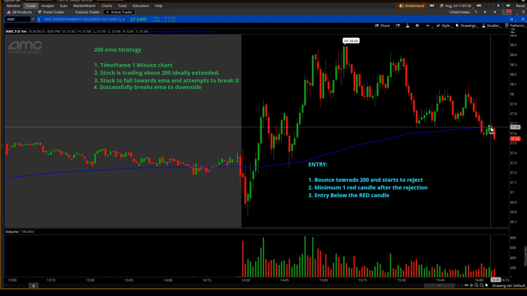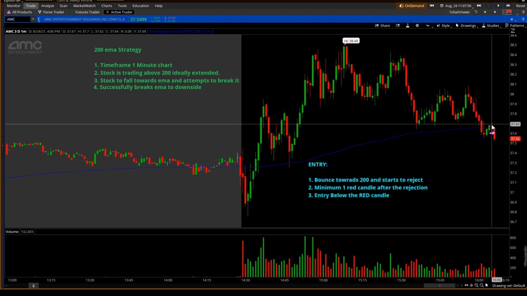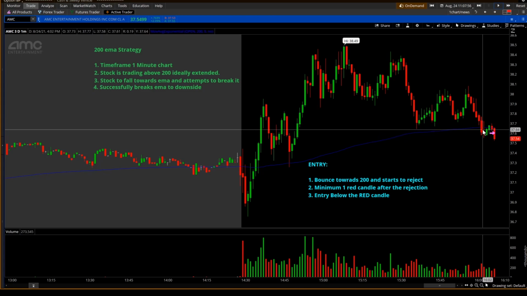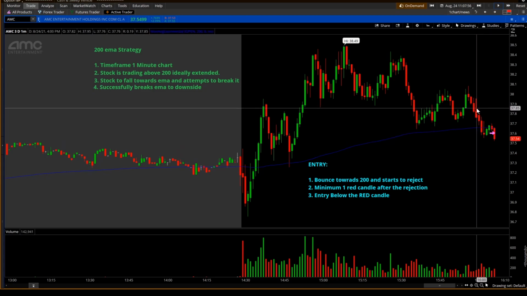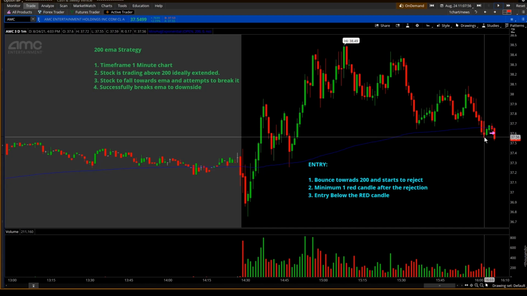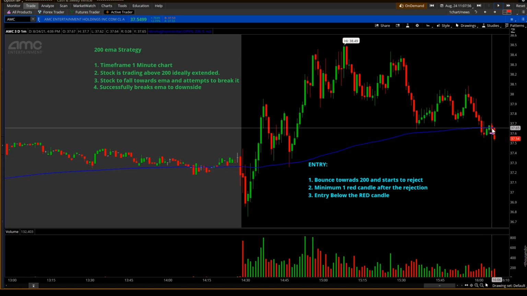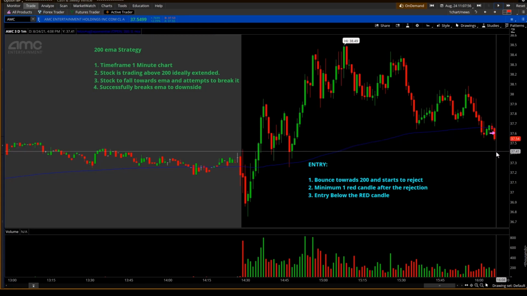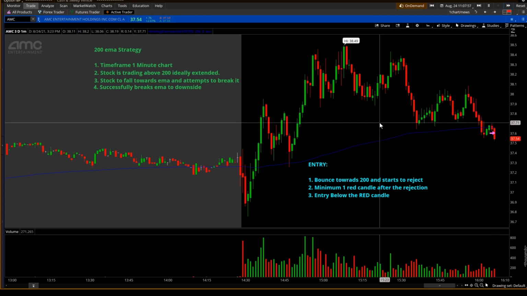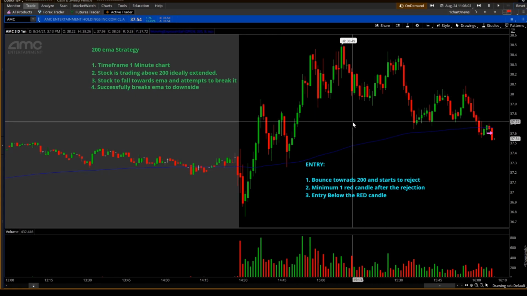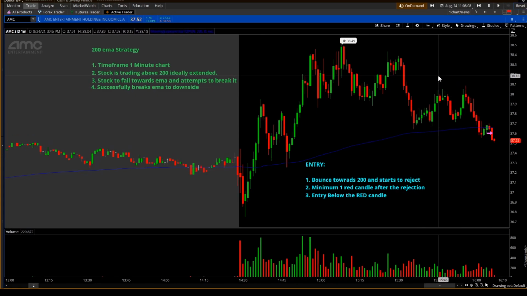If you don't have this red confirmation and if it starts to close above the 200 EMA, the setup is invalid. I want to make sure that this is broken properly to the downside and it pulls back to EMA, and then the next continuation to the downside happens. Let's go ahead and watch this happen. Let me just fast forward as well so we don't waste too much time.